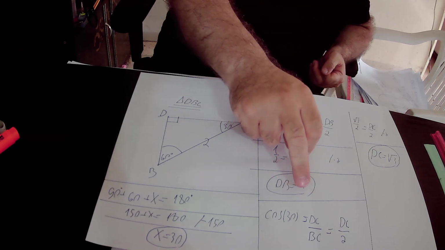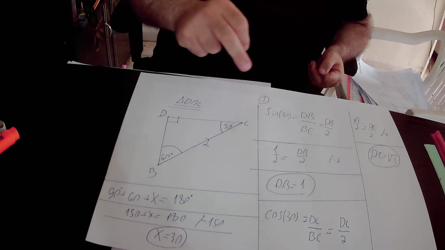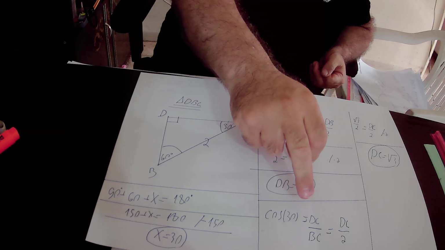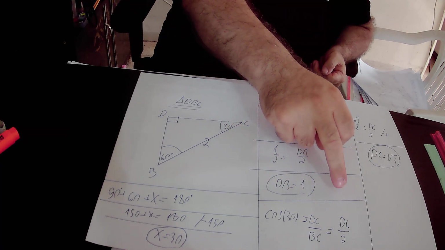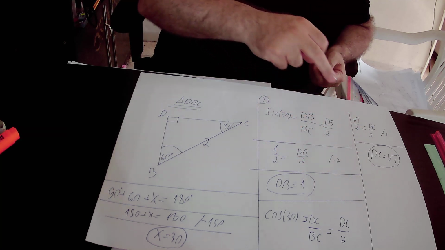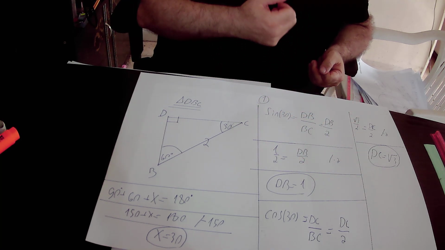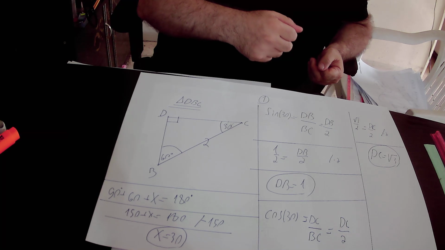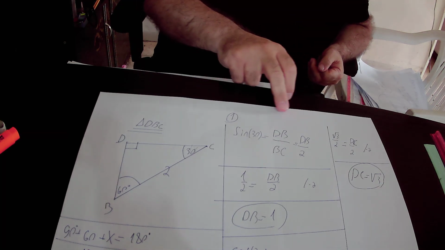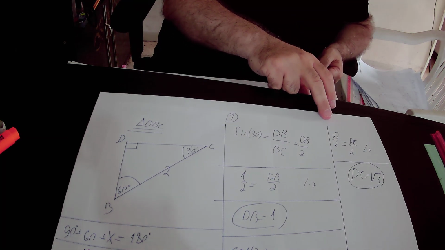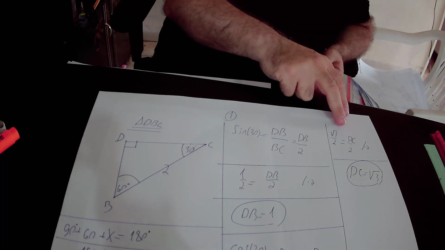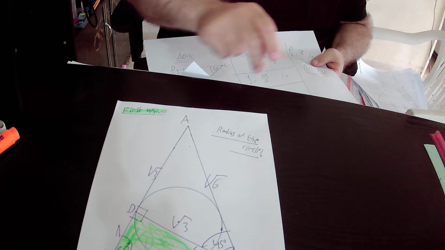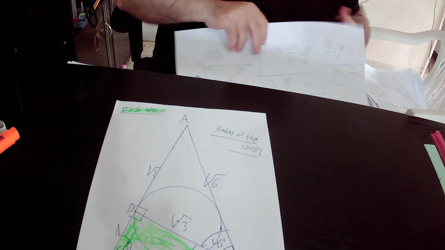That is to say, cosine 30 degrees equals DC over BC, but BC is 2, so we substitute BC by 2. I found out that cosine 30 degrees equals DC over 2. Cosine 30 degrees is square root of 3 over 2, so we substitute it. So in conclusion, square root of 3 over 2 equals DC over 2. We multiplied this equation by 2 and found out that DC equals square root of 3 units.